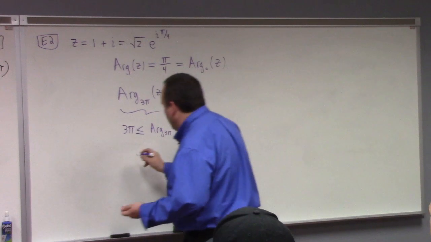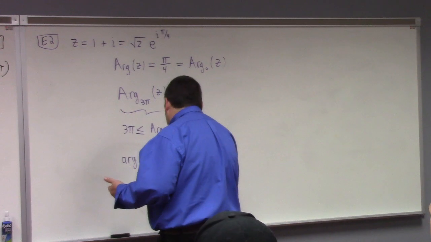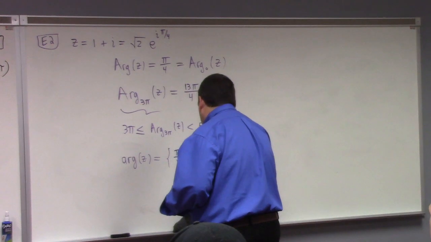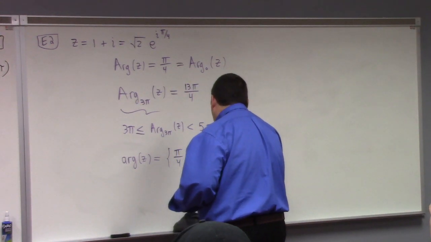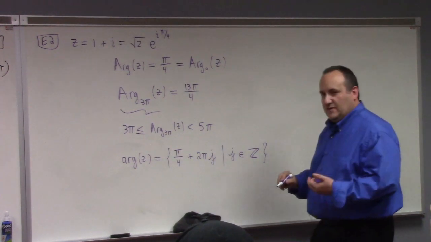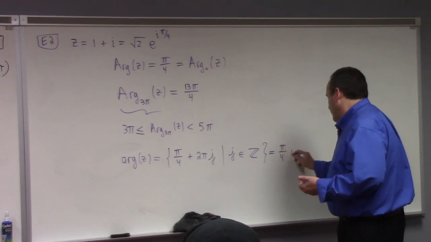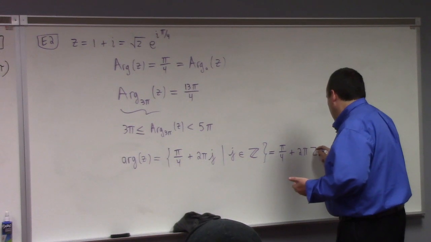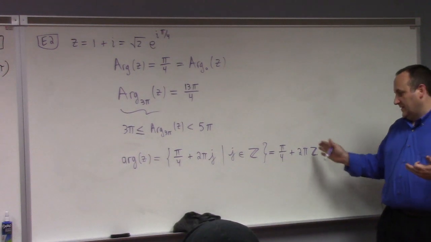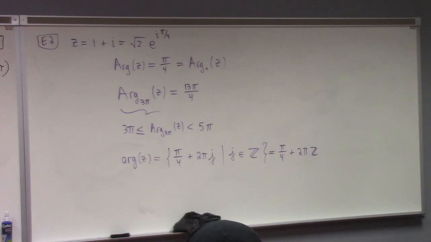Oh, one other thing. What's arg? Little arg z here is a set, right? So I'll write it as a set this time. Honest to goodness set. It is pi over 4 plus 2 pi j, such that j is an integer. And I've just been kind of glibly writing this as pi over 4 plus 2 pi Z. But that's what I mean by that kind of equation, right? How do we add a number plus a set? It's understood to be the sum of every element in the set plus that number. That's our definition of addition of set with number, right?